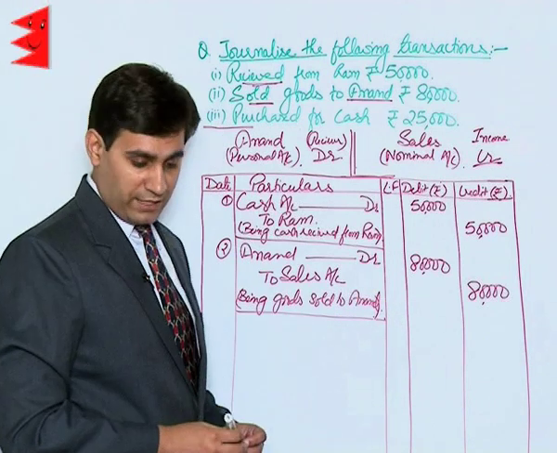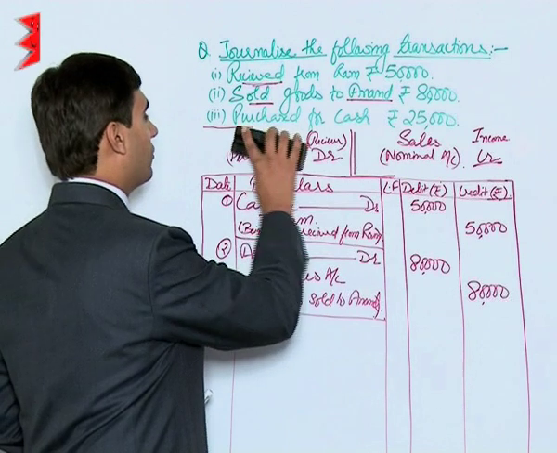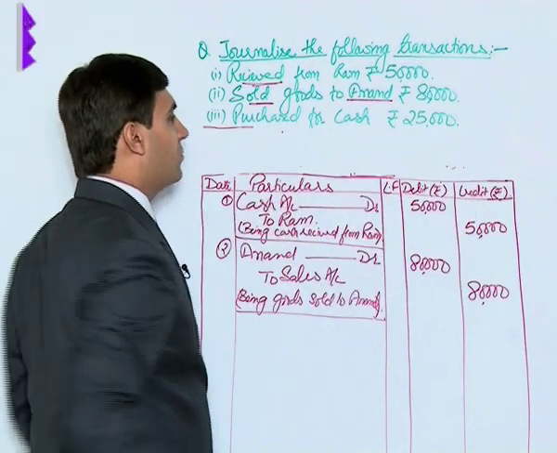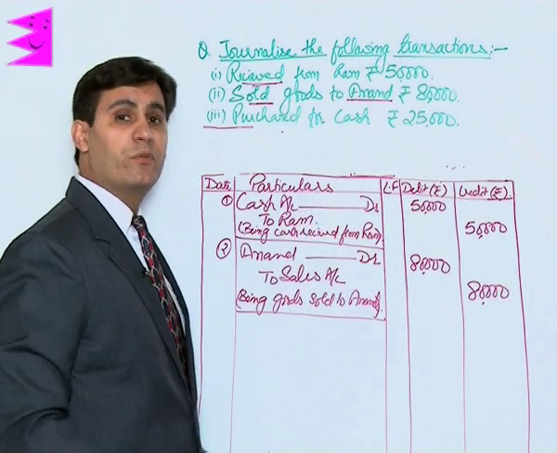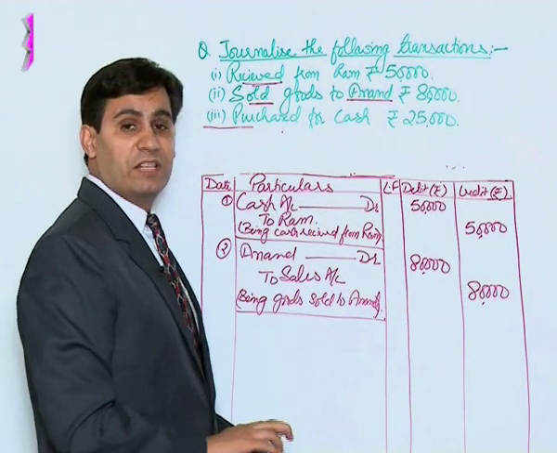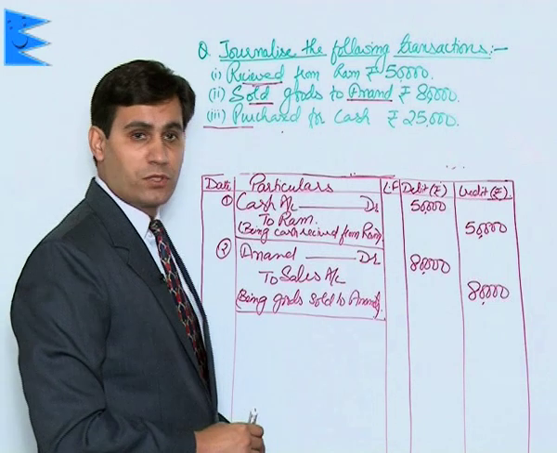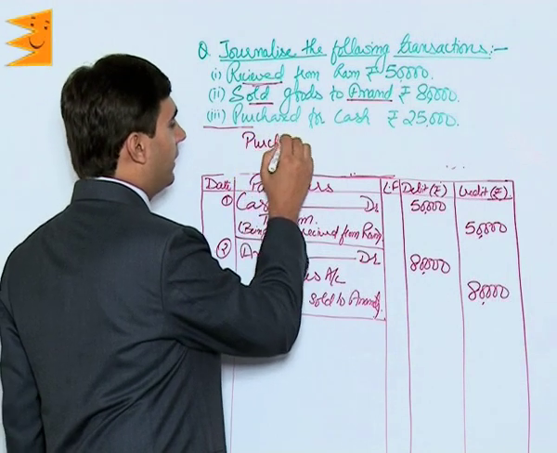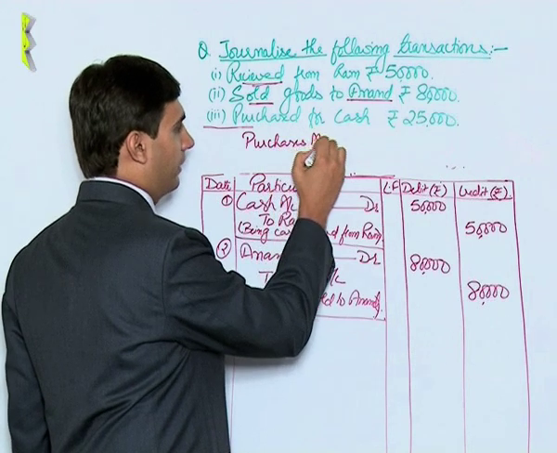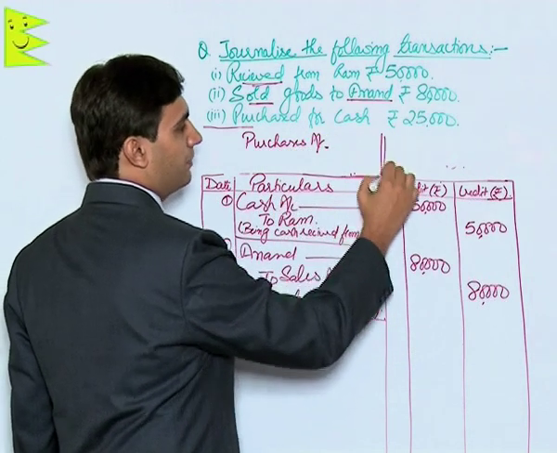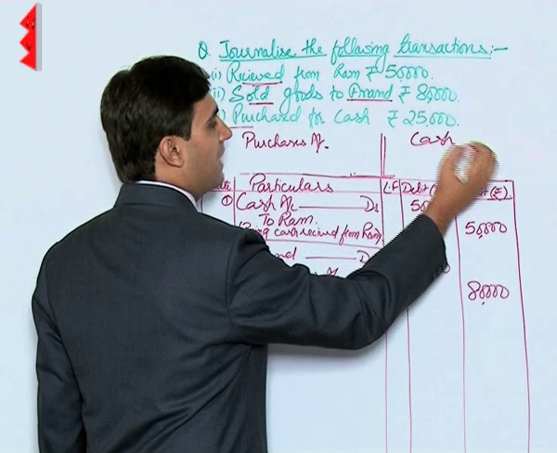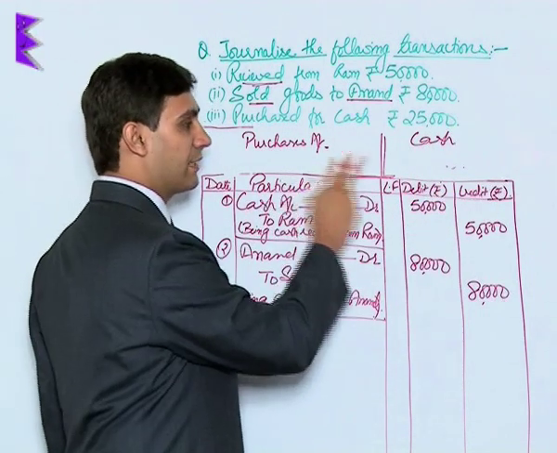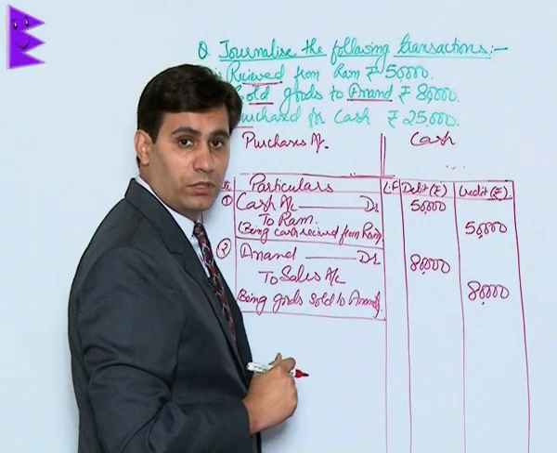Coming to the third transaction, students. The third transaction is purchased for cash. Obviously, what we'll purchase? If nothing is mentioned, it is purchased goods for cash. So we are purchasing goods. Whenever goods are purchased, it is the purchases account that is affected. And since it is being purchased for cash, the cash account has been affected. So the two accounts involved here are purchases account and the cash account.